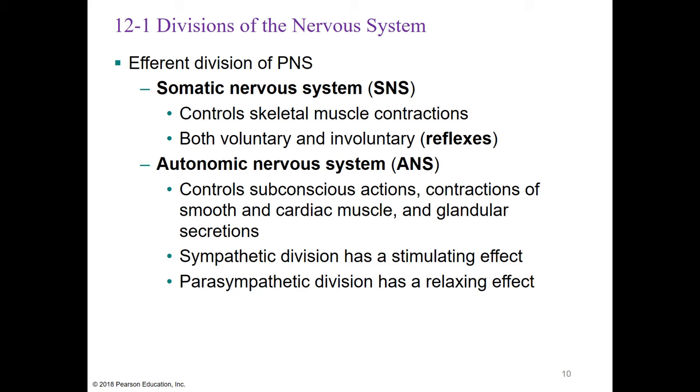Parasympathetic nervous system has a relaxing effect. This is what is often referred to as the rest and digest part of the nervous system. When we are nice and calm, our heart rate, blood pressure, and blood sugar can decline.